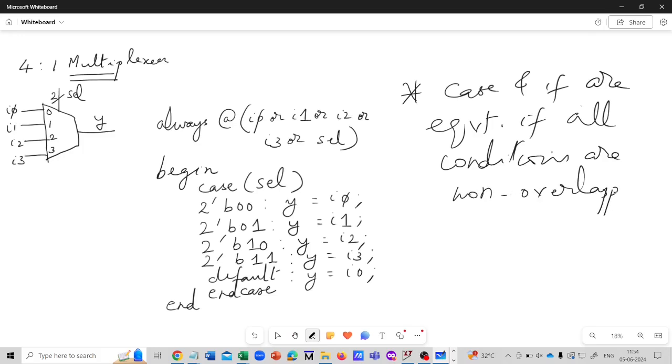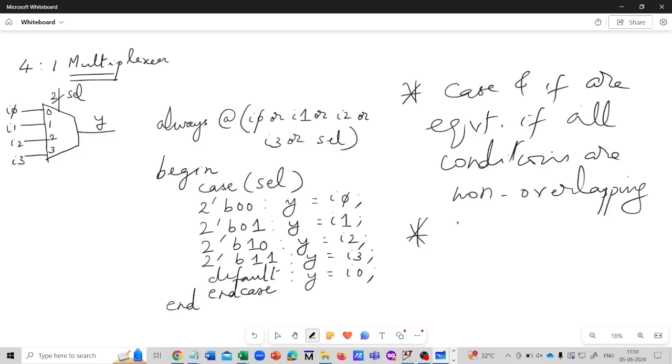In fact, we can use the case statement only when the conditions are non-overlapping, because if the conditions happen to be overlapping, then the question of priority will arise. After all, we are talking about sequential statements. So the question of which condition is to be given higher priority, that question will arise. Therefore, naturally, we cannot use the case statement, because in the case statement, all the statements are treated concurrently.